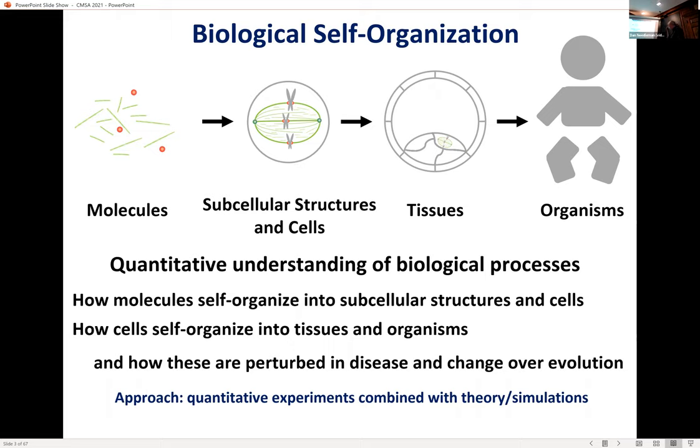Obviously these are really complicated questions and there are many, many ways of approaching them. The approach that we use in my group is to try to gain insight into these issues by doing quantitative experiments that can be combined or compared with theory and simulations.